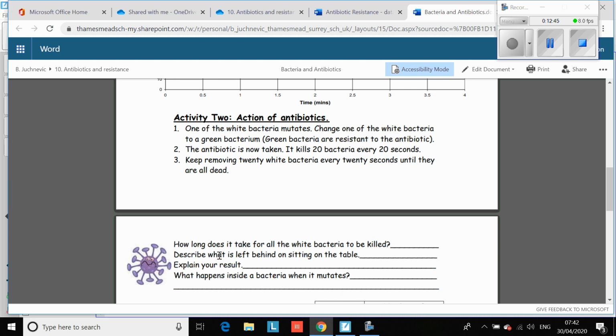Describe what is left behind sitting on the table and explain that. Now, it's only left you one line there. You might need a bit more. You might need a couple of lines, so you might do all this in your book. What happens inside a bacteria when it mutates? Now, hopefully from the video, you will have got that.